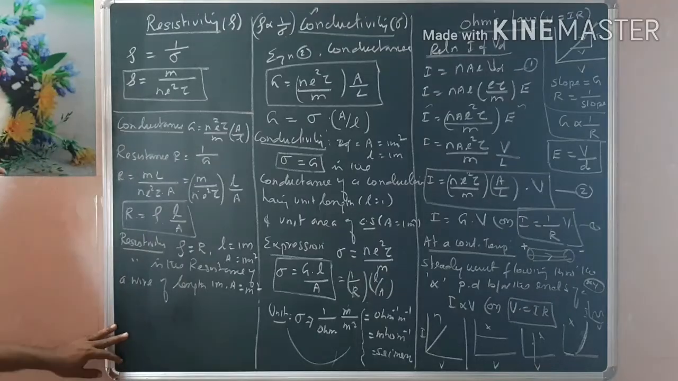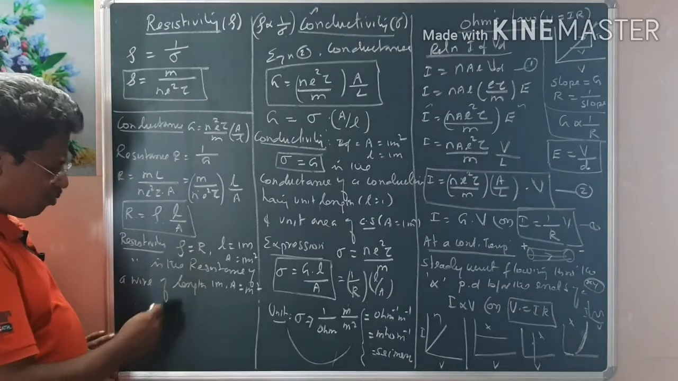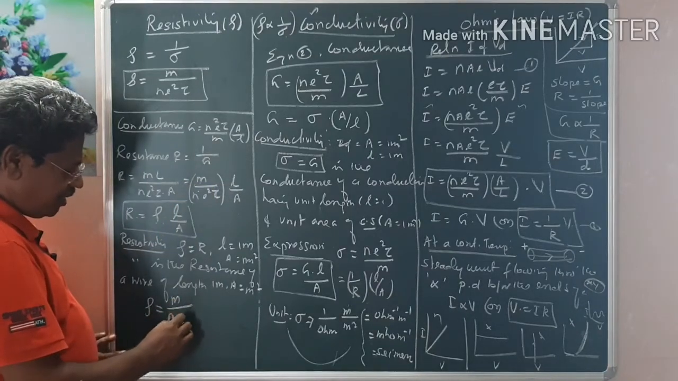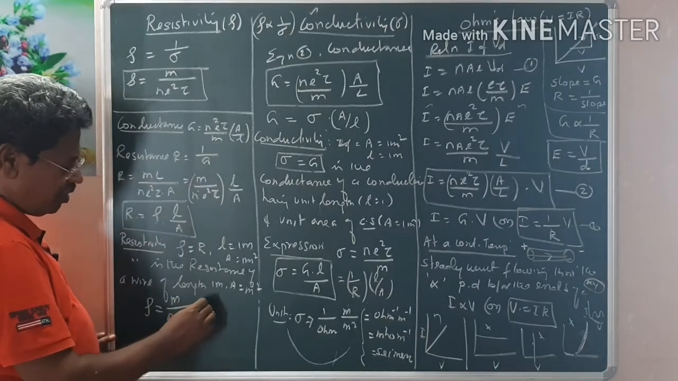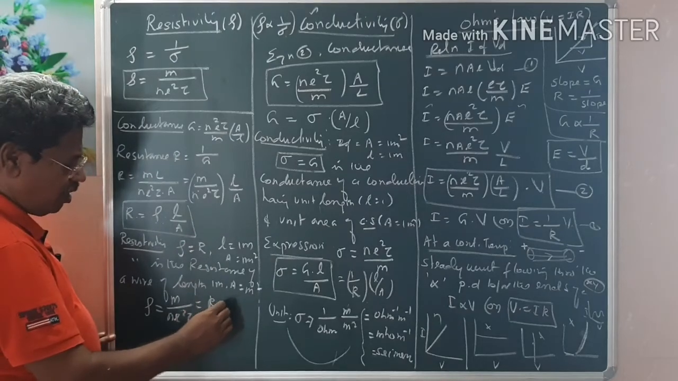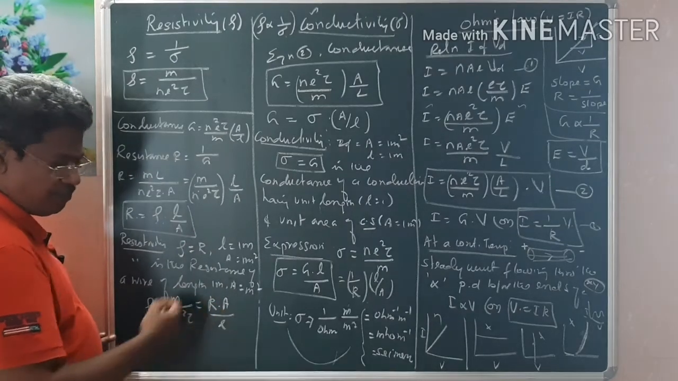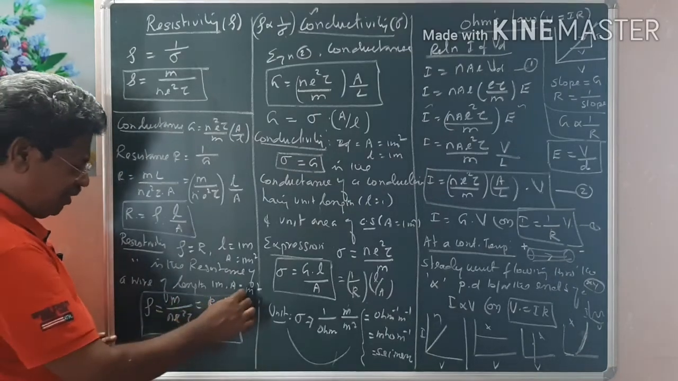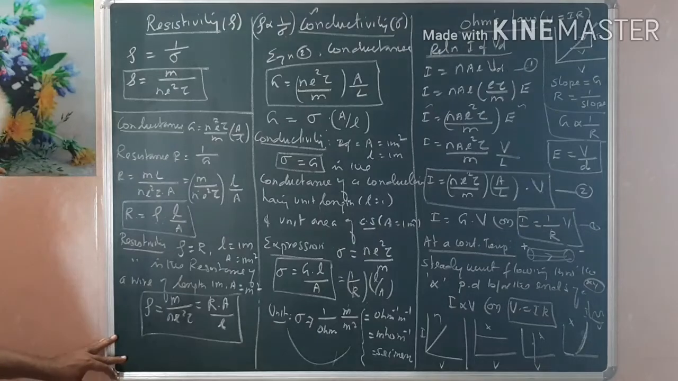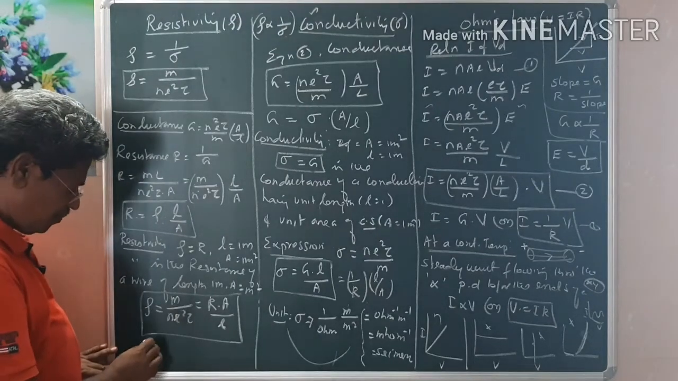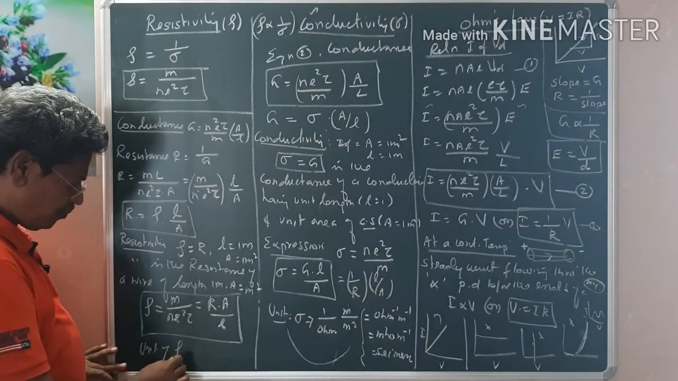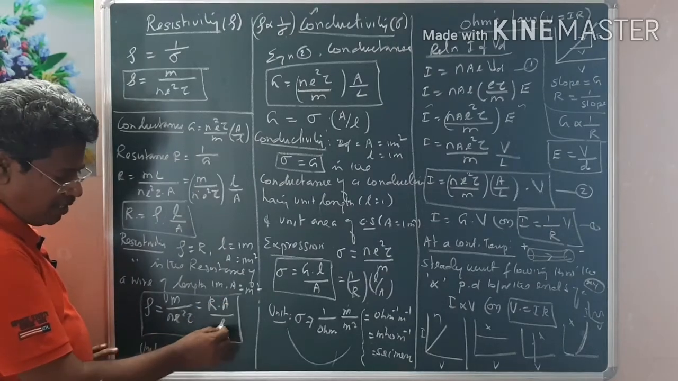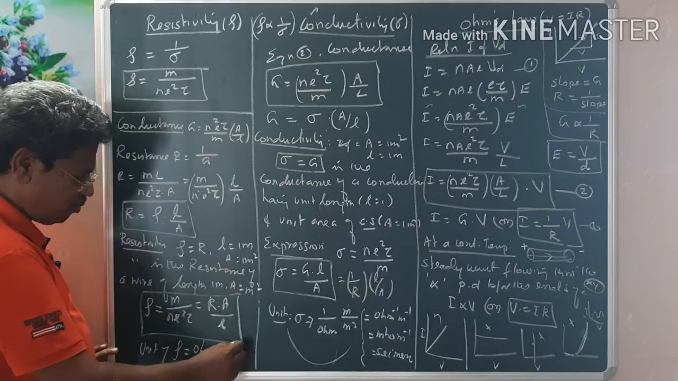That's all. Then what are the unit expressions for rho? Either you can write the expression for rho as m divided by n e squared tau, or from here rho is equal to R into A by L. Both are correct. Depending upon the input data given to you, you can select the appropriate one. Then what will be the unit for this one? Unit of rho. For R the unit is ohm. For A meter square, L is meter, meter cancels, therefore the unit is ohm meter. That's all.